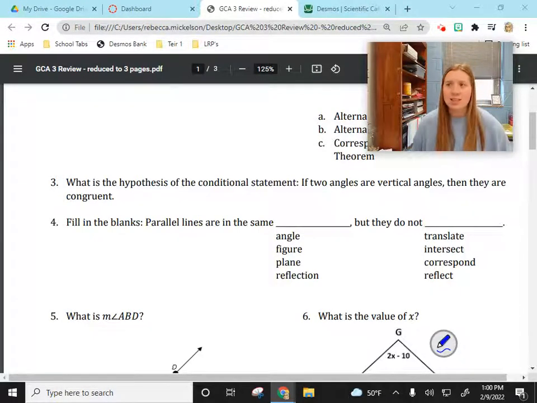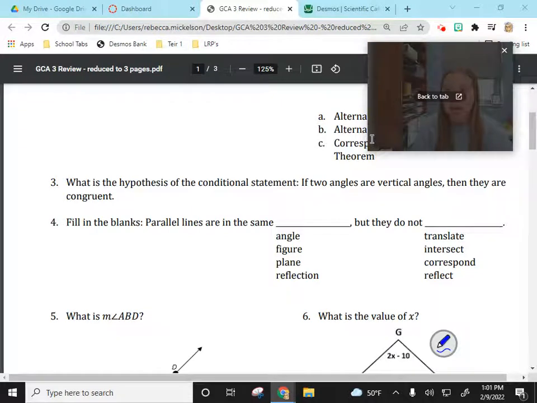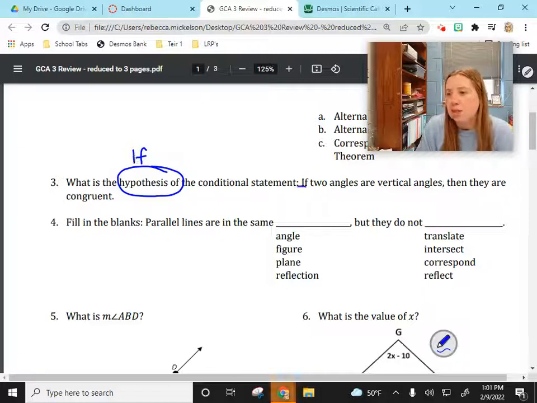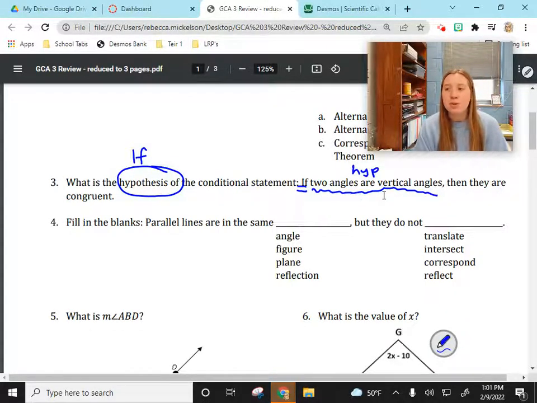This takes us back to Topic 1. What is the hypothesis of a conditional statement? If two angles are vertical angles, then they are congruent. We remember the hypothesis goes with the if statement. So if we locate that, then what follows after it is our hypothesis. My hypothesis is two angles are vertical angles.